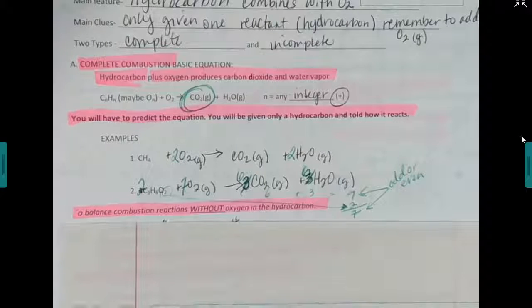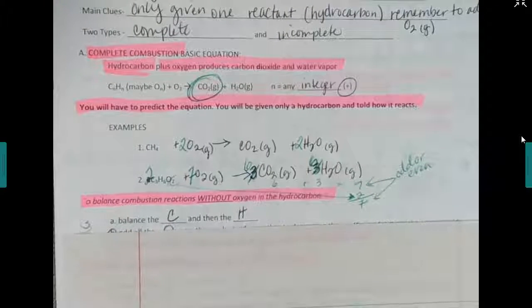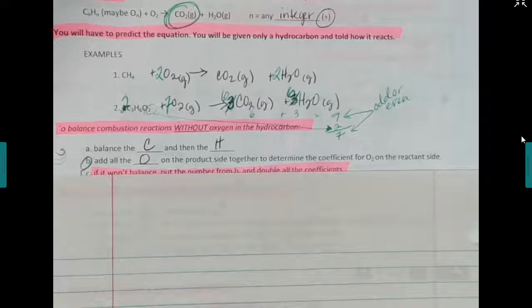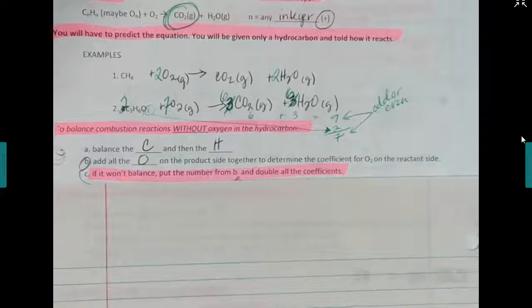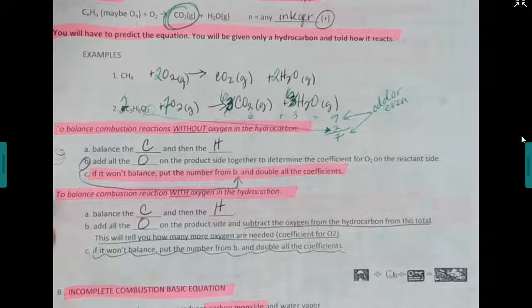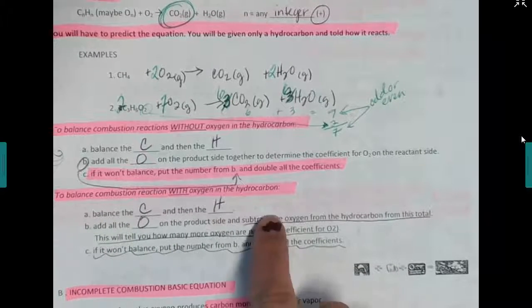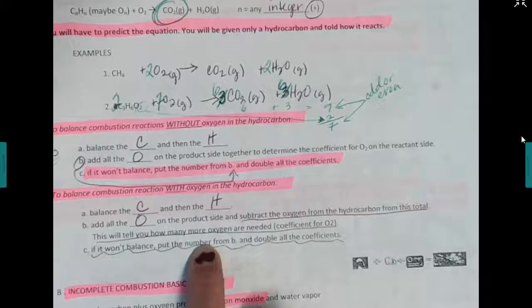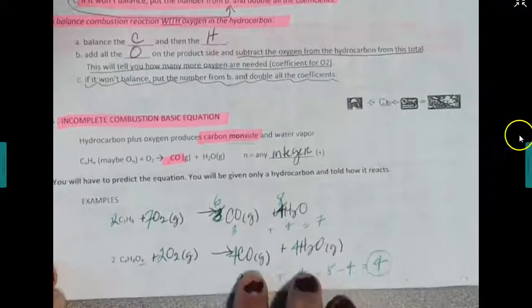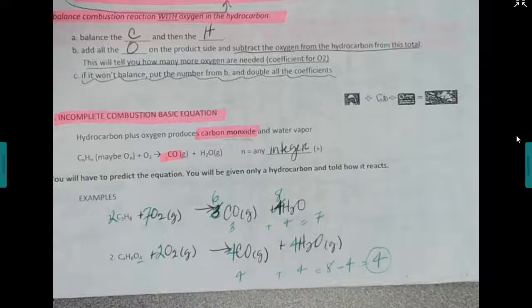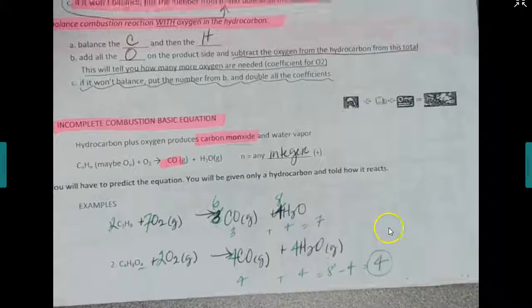To balance a combustion reaction without oxygen in the hydrocarbon, we're going to balance the carbon and then the hydrogen. We're going to add all the oxygen on the product side together to determine the coefficient for oxygen on the reactant side. If it won't balance, put the number from B and double all the coefficients. Okay, so that's what we did. And then to balance combustion reactions with oxygen in the hydrocarbon, we're going to subtract the oxygen from the hydrocarbon. This will tell you how many more oxygens are needed. If it won't balance, put the number from B and double all the coefficients. Then we have incomplete combustion. Same exact principle, except we have carbon monoxide instead of carbon dioxide.